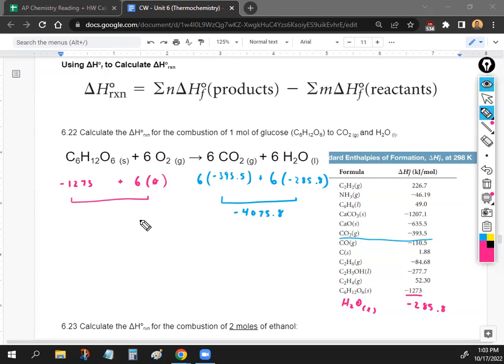So if you ever see anything in its most stable form, oxygen gas, hydrogen gas, chlorine gas, solid carbon graphite, then it'll always be 0. For the problems on the test, I just gave every single value you'll need, something like this. And if it's not on there, it's almost safe to assume that it's going to be the most stable form.